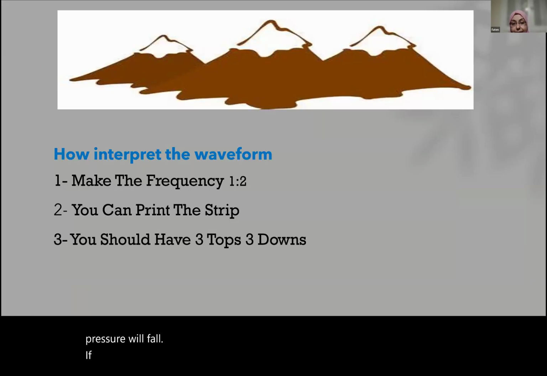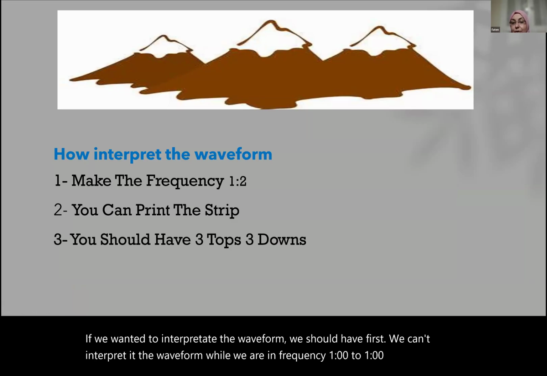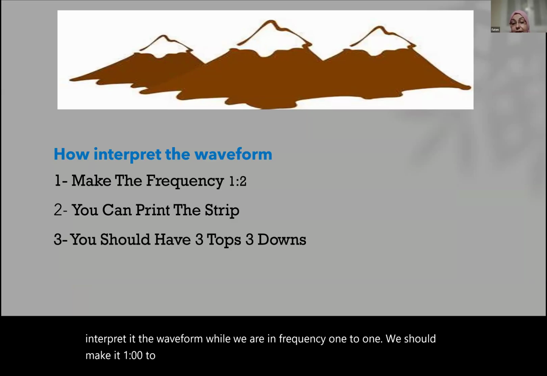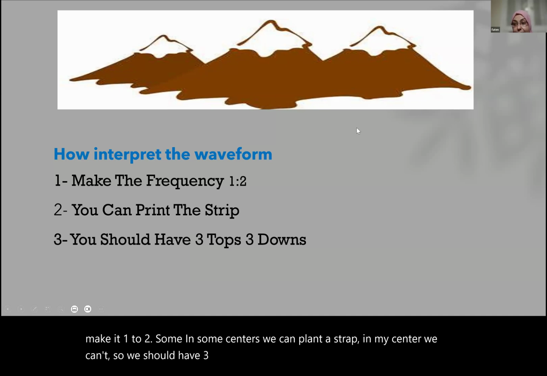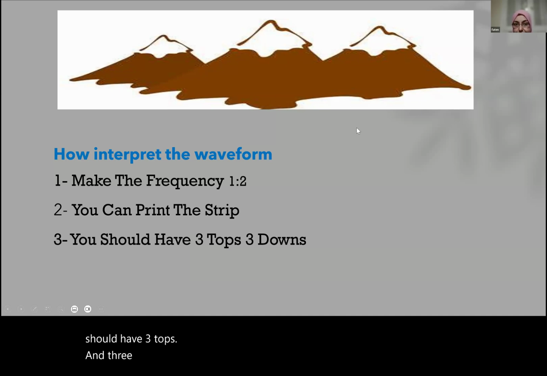If we want to interpret the waveform, we can't interpret it while we are in frequency 1-to-1. We should make it 1-to-2. In some centers, they can print a strip. In my center, we can't. So we should have 3 tops and 3 downs. That's very important to keep in mind.